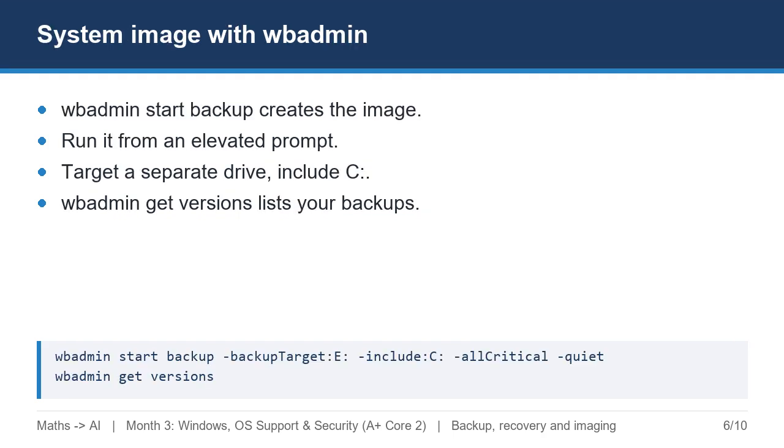For a full image, wbadmin is the built-in command line tool. Open an elevated prompt and run wbadmin start backup -backupTarget:E: -include:C: -allCritical. That captures a system image onto drive E. To see what backups you already have, run wbadmin get versions. Each entry shows the backup time, the target, and what it can recover.